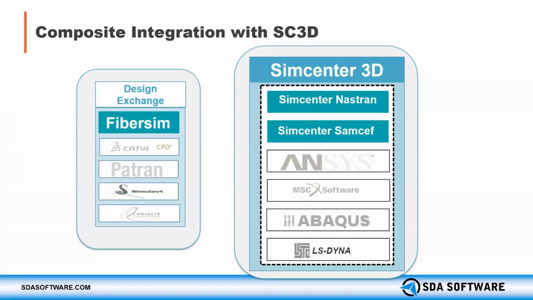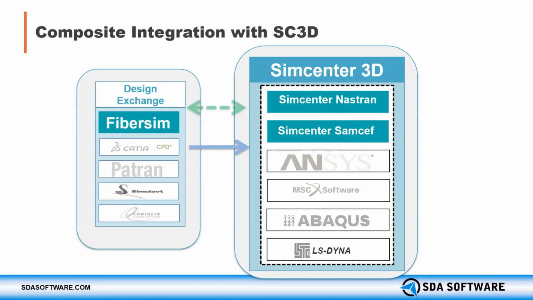One thing we want to mention is the composite integration within the Simcenter package. One of the beauties of Simcenter is that it's able to take composite design data from a multitude of sources, such as Fibersim, obviously, and also CATIA CPD and Simulate, just to name a couple. From this, we're able to generate analysis models for a variety of solvers as well, such as ANSYS, LS-DYNA, Abaqus, and of course, our own solvers of Simcenter, Nastran, and SAMCEF.